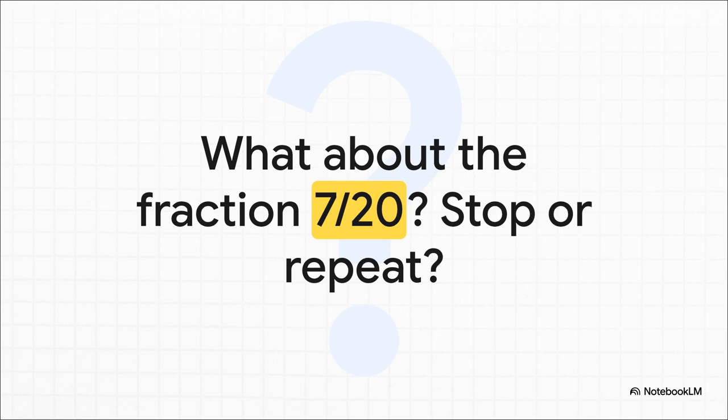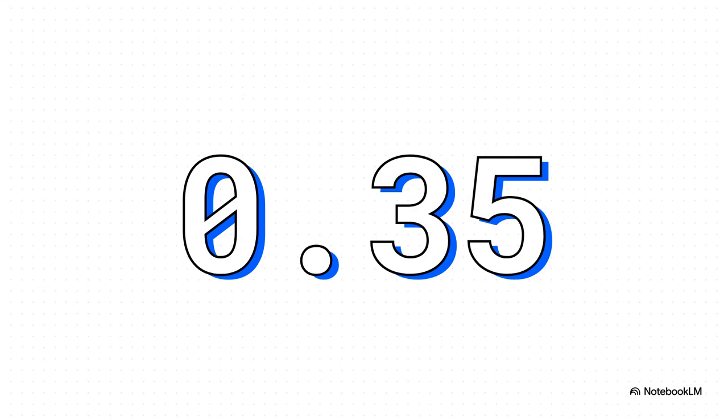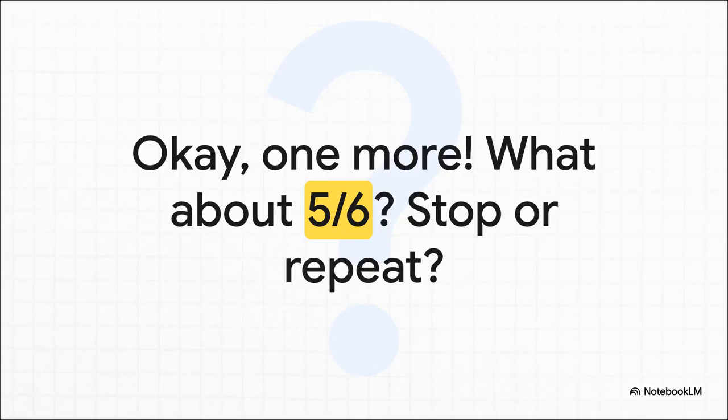Okay, step 3. Look at our list of blocks. What do we have? Just 2s and a 5. So, what does our rule tell us? If it's only 2s and 5s, it's got to be a stopper. And let's check. If you type 7 divided by 20 into a calculator, you get 0.35. It stops. Our rule worked perfectly. Awesome job.